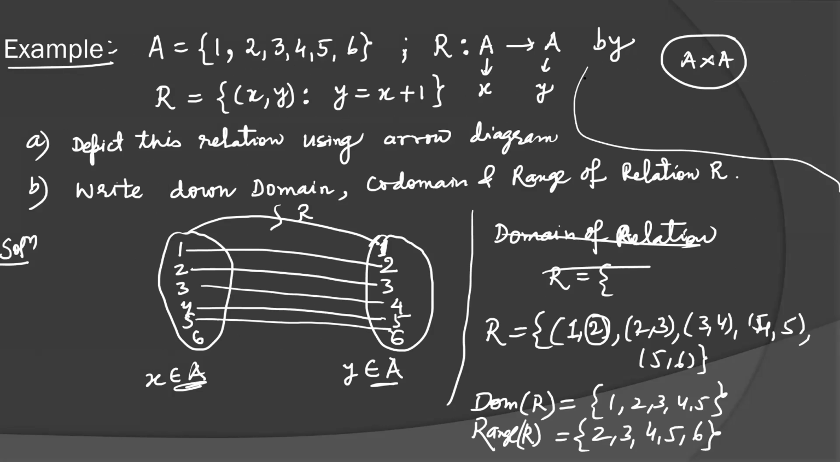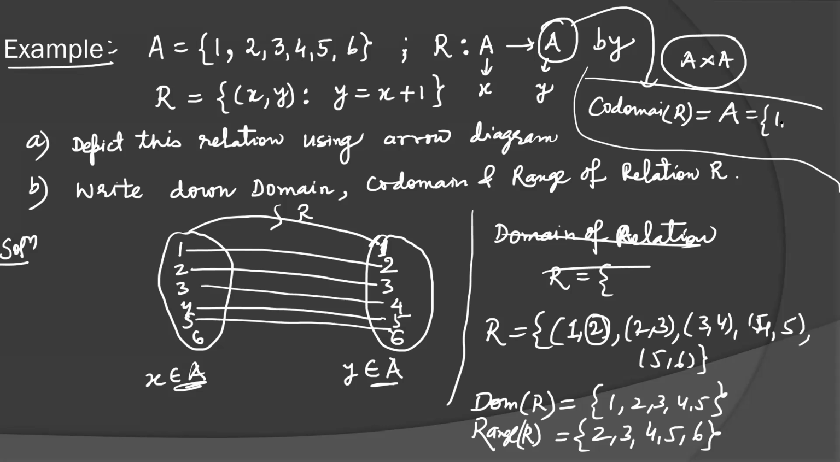The codomain is interesting here. I am writing here: the codomain is always this set. So it will be equal to A only, or 1, 2, 3, 4, 5, 6. So here you can see that the range is a subset of the codomain, because all the elements of the range belong to the codomain. So this is the first example.